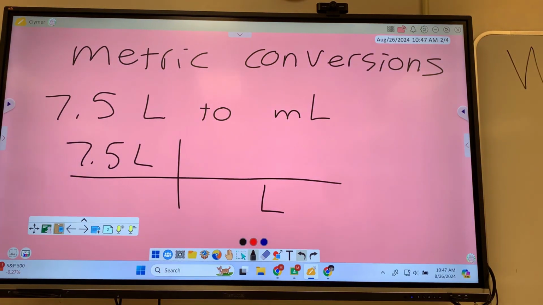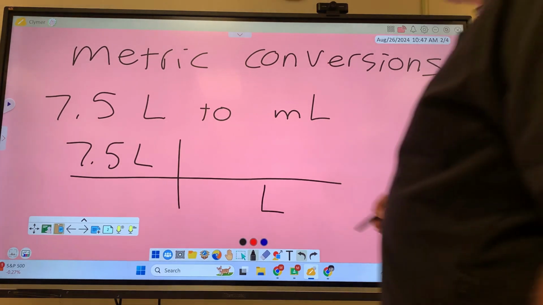And now finally we have to start making some decisions as to what to do next. And in metric, we always want to go to the base unit. Once we're at the base unit, then we can go to something else. So in this case, this is super easy. We started at the base unit, right? Liters or grams or meters or whatever, right? We're already there. So all we need to do is the conversion.